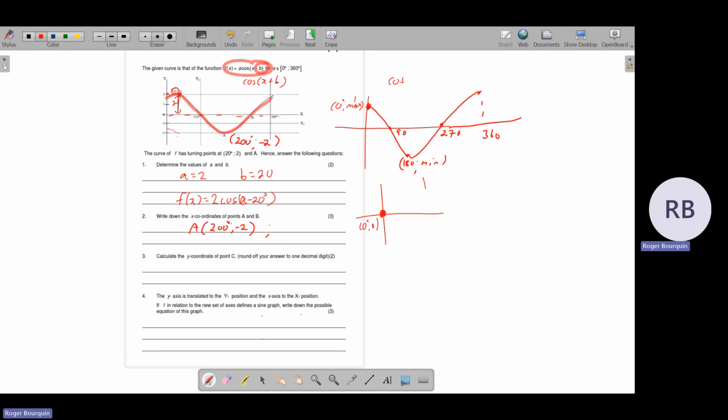Okay. So now, at B, it's an x-intercept, right? Normally, where's the x-intercept? How has this graph moved horizontally? 20 to the right. So instead of being at 270, it's going to be 270 plus 20, which is 290. What's the y coordinate going to be? 0. Okay, right. So now B is going to be 290 degrees and 0, and we're good, guys.